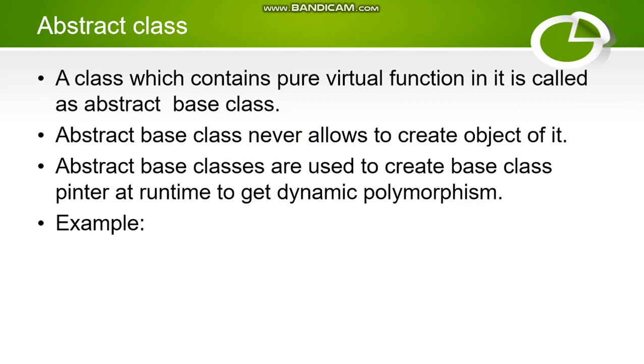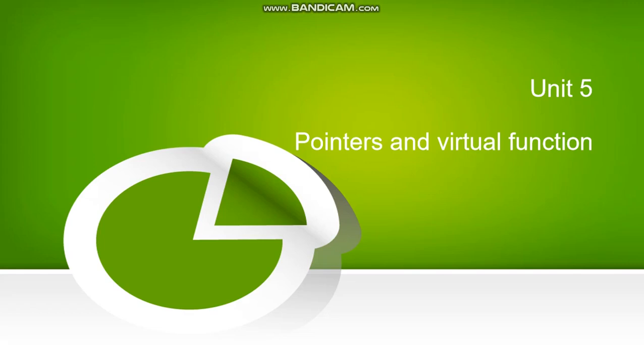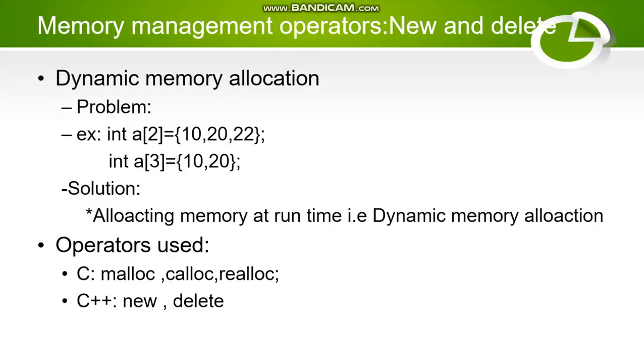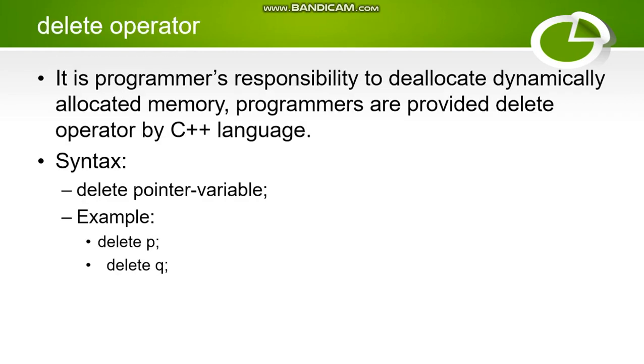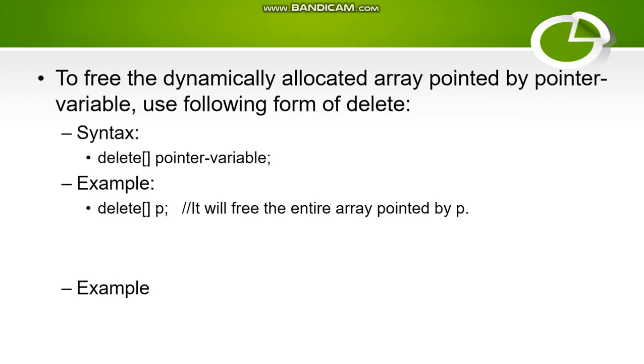Now, here we have completed our fifth chapter. In the fifth chapter we have seen the points related to pointers and virtual functions. First we have seen the memory management operators, that is new and delete. New is used to allocate the memory, and delete is used to delete the allocated memory. Some syntax, some examples we have seen for the same.